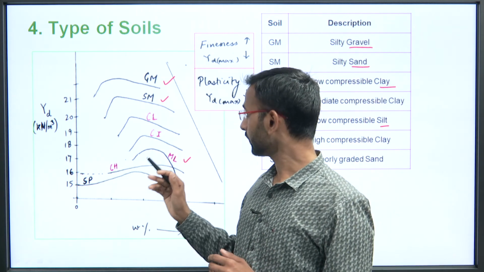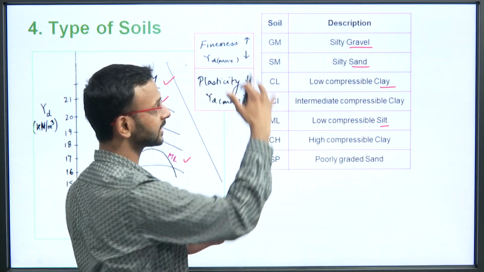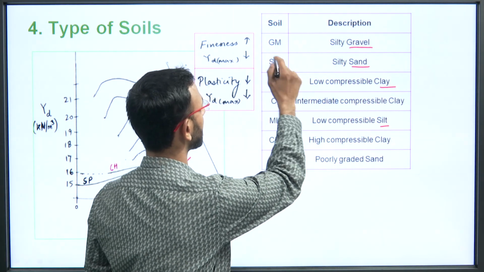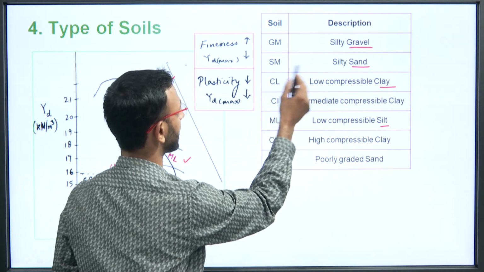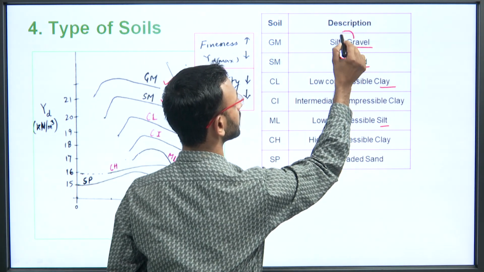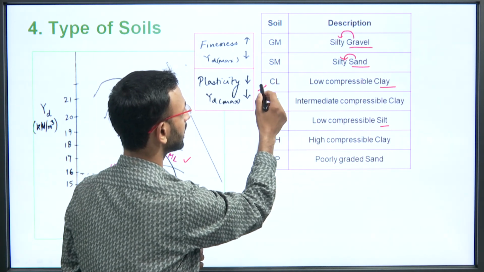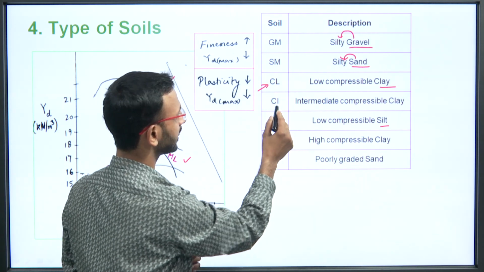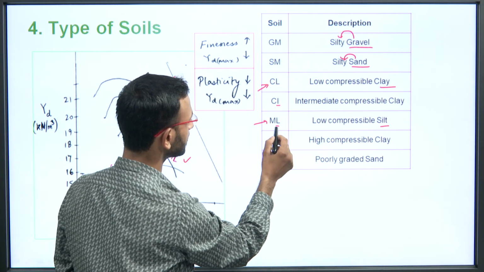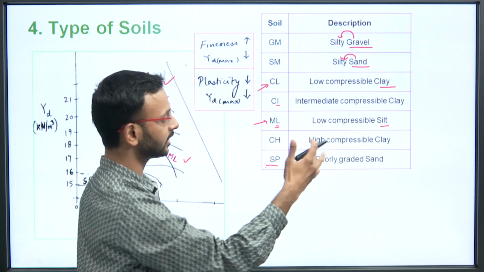Now, first we see the different types of soil. Let us see this GM; we have already studied and discussed these in detail when we discussed the classification of soils. GM is silty gravel, and SM is silty sand, that is sand which contains some fines as silt. The gravel is there, but it contains some amount of silt. CL is clay which is low compressible. CI is intermediate compressible. ML is mainly silt, but low compressible. CH is highly compressible clay, and SP is poorly graded sand.